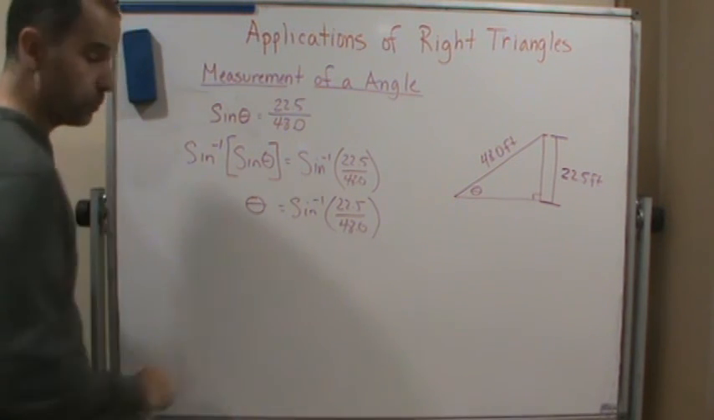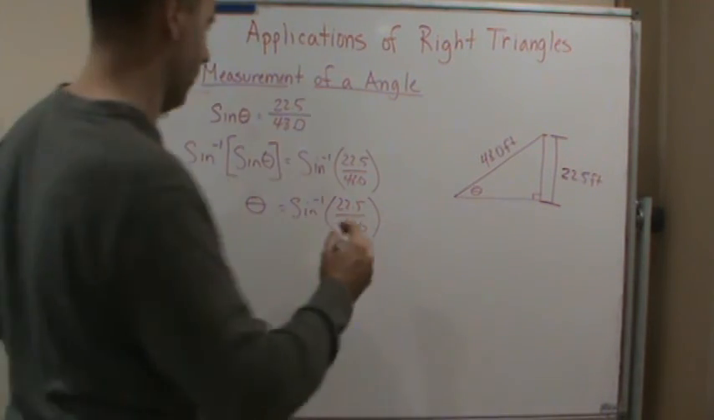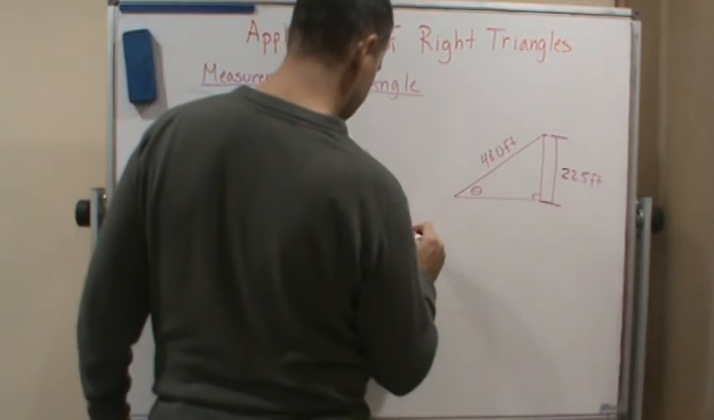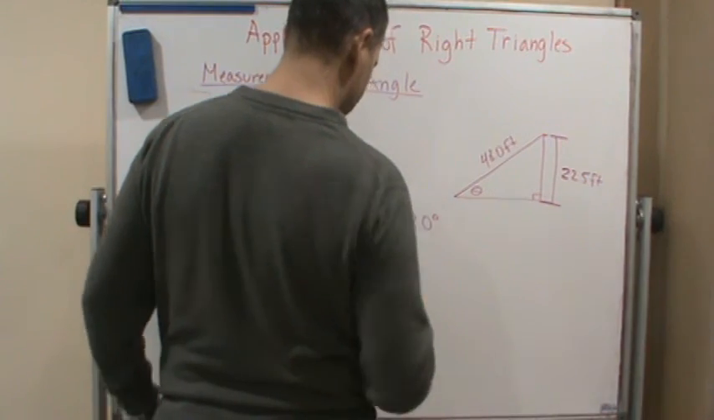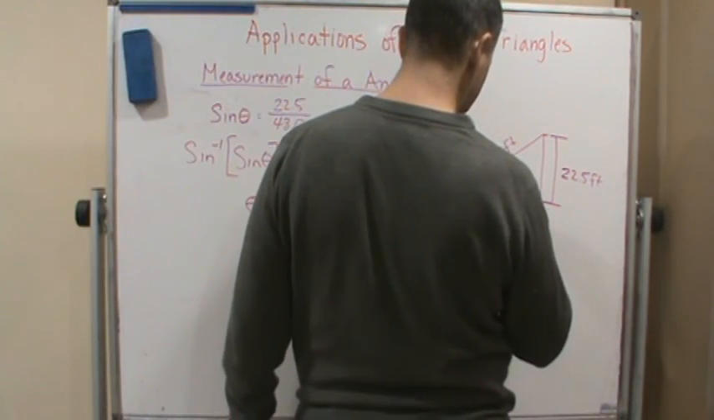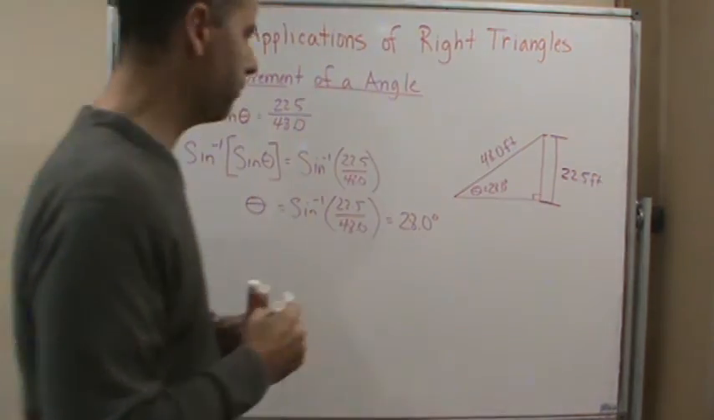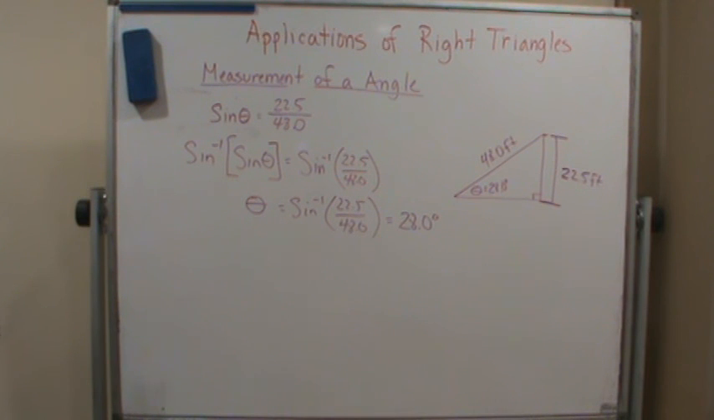And now this you can just put in your calculator. Use your inverse sine key on your calculator and put in the ratio, and you get 28.0 degrees. 28.0 degrees is the angle of elevation, approximately. And there you go, that's it. That's how you do it.